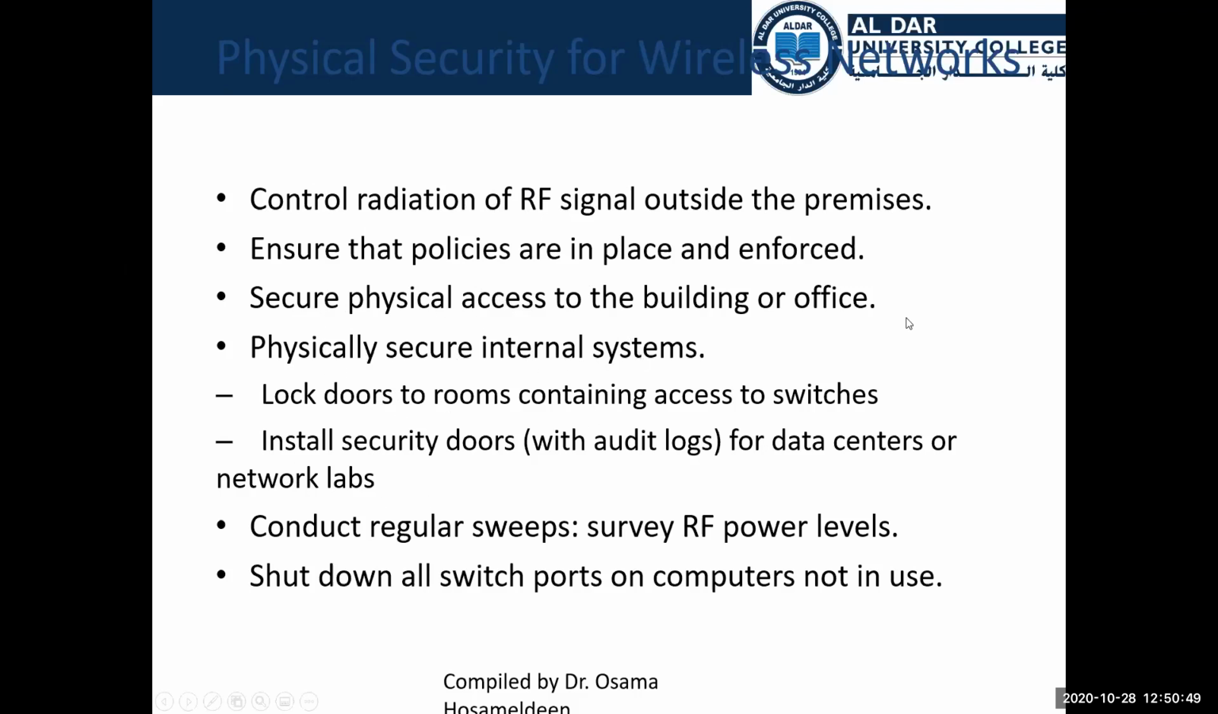Secure physical access. Make sure of securing physical access, for example, with fingerprint or face detection, and lock doors on the rooms that contain very important data like switches and servers. Install security doors with audit logs. Audit logs means that you track who entered that place, and when, and conduct regular sweeps that survey the power levels of the wireless radio. I will tell you about two common attacks that use neighborhood RF, or radio frequency. And shut down all switches that are not in use.